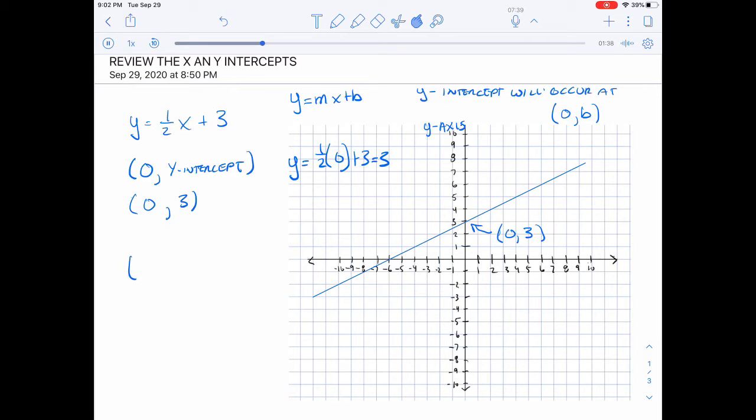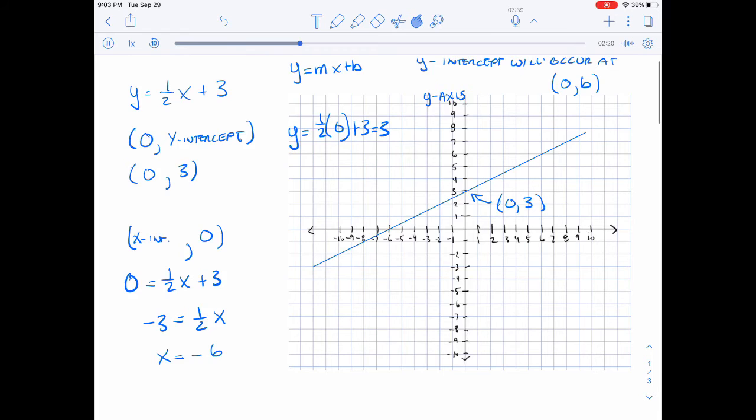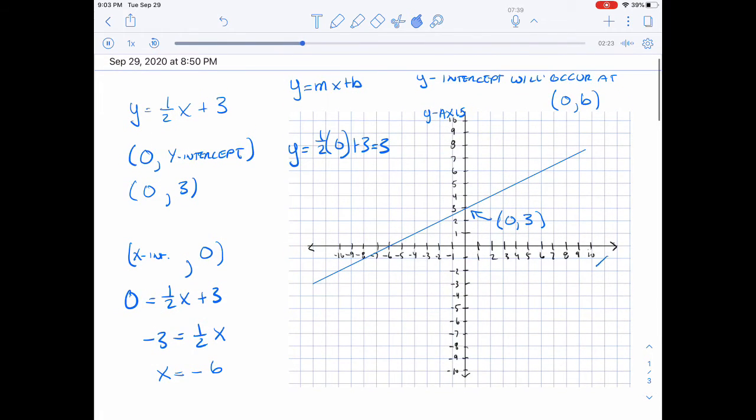The x-intercept will always occur when y is equal to 0. So let's substitute 0 into our equation, and we would have 0 is equal to 1/2 x plus 3. Let's take our 3 to the other side. So we have negative 3 equals 1/2 x. Multiplying both sides by 2, we would get x is equal to negative 6. And yes, that is where our line crosses the x-axis, at coordinate negative 6, 0.